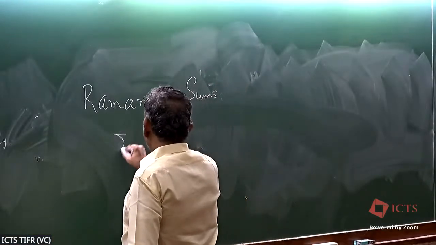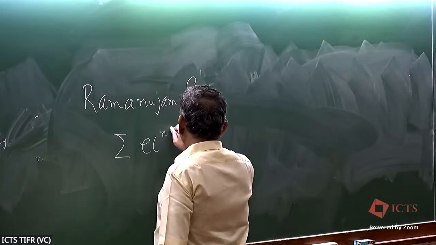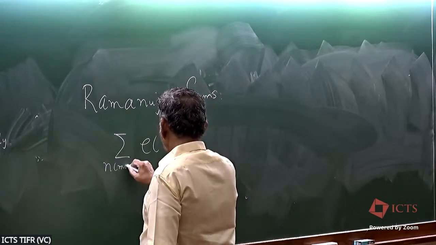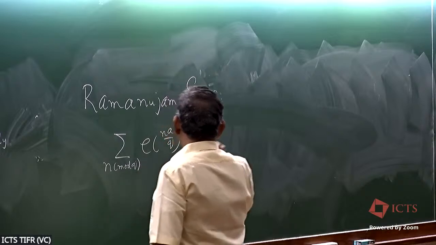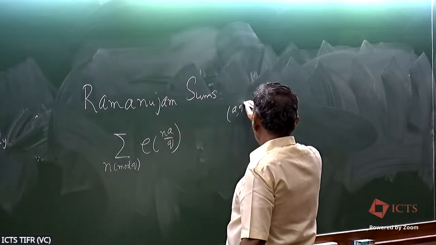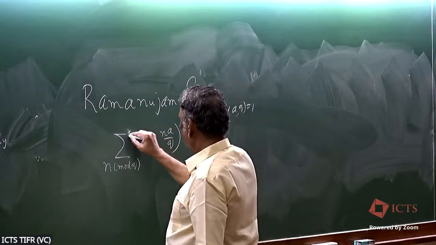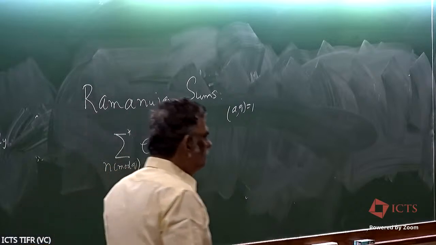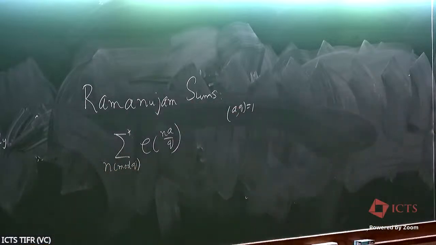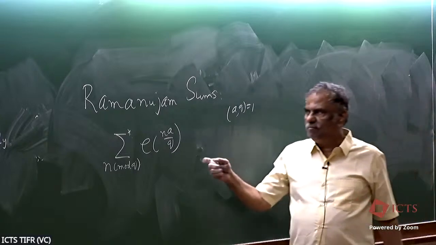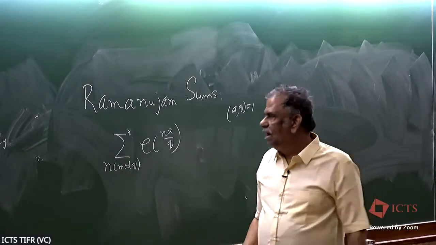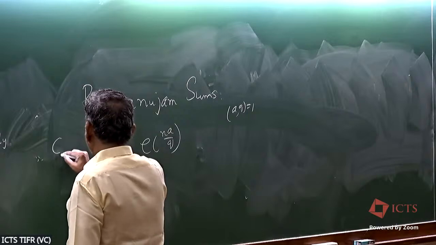For any q, you look at the sum of e(n a over q), a mod q, where a and q are coprime, and n and q are coprime. That's the sum which we want to look at. And for example, if n equals 1, then this sum essentially runs over all the primitive qth roots of unity. And this particular sum is called c_q of n.